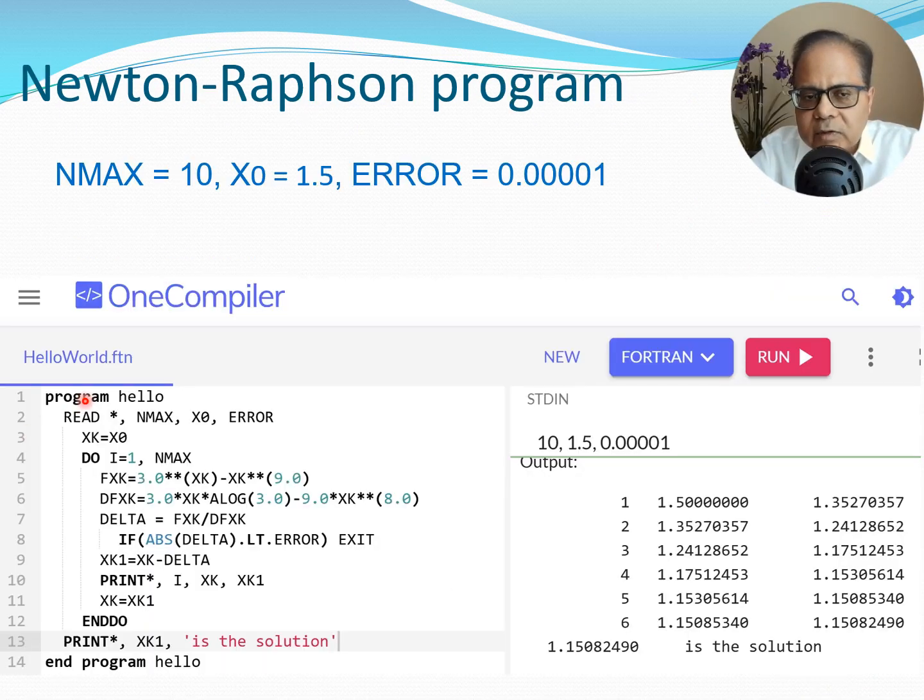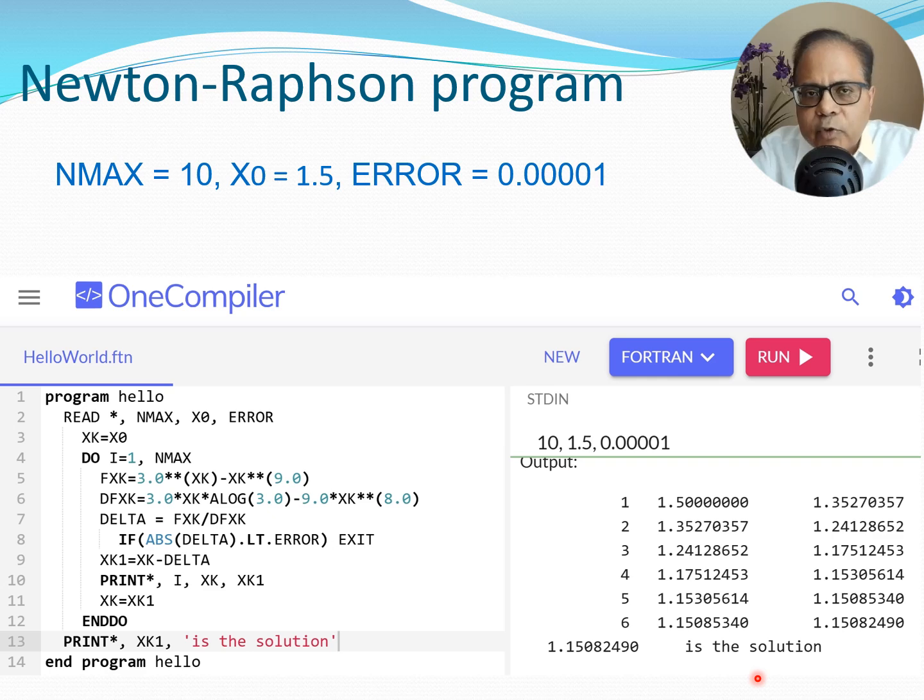So I took this particular program and I copied and pasted it in the compiler here, and I have run it with the values of n max is 10, x0 is 1.5, and the small number is 0.00001, so up to fifth decimal place. And so you can see that I start off with 1.5. The first iteration I get 1.35 something, then I use that as the starting value 1.35, I get to 1.24, from 1.24 I get to 1.17, I continue all this way and I get finally 1.1508 is the solution. So that's printed out here, is that 1.1508 is the solution.